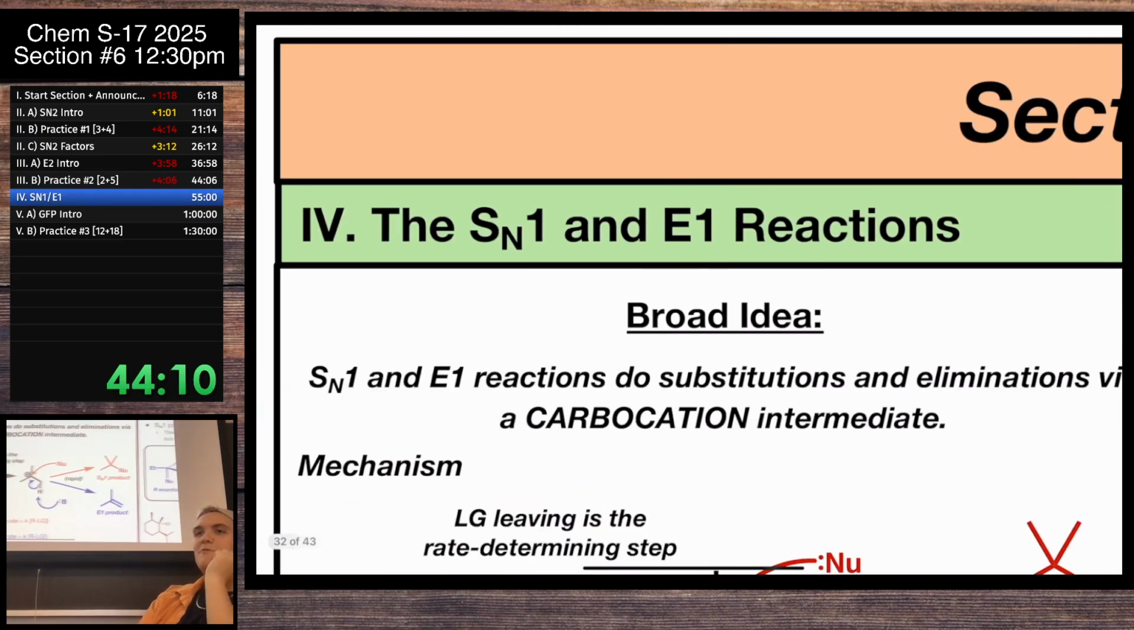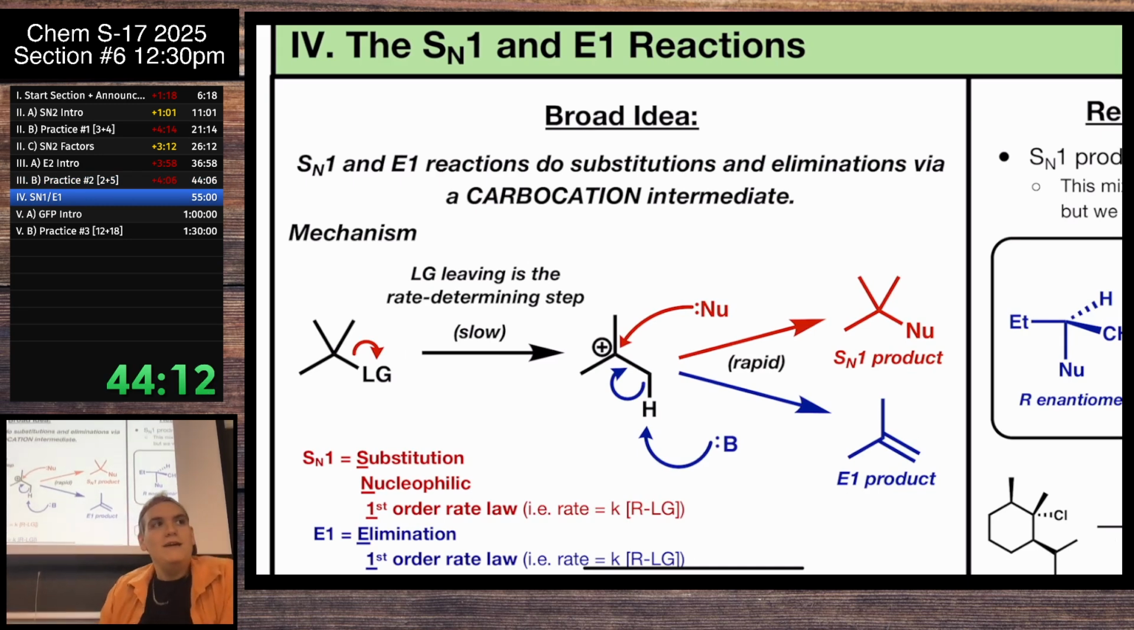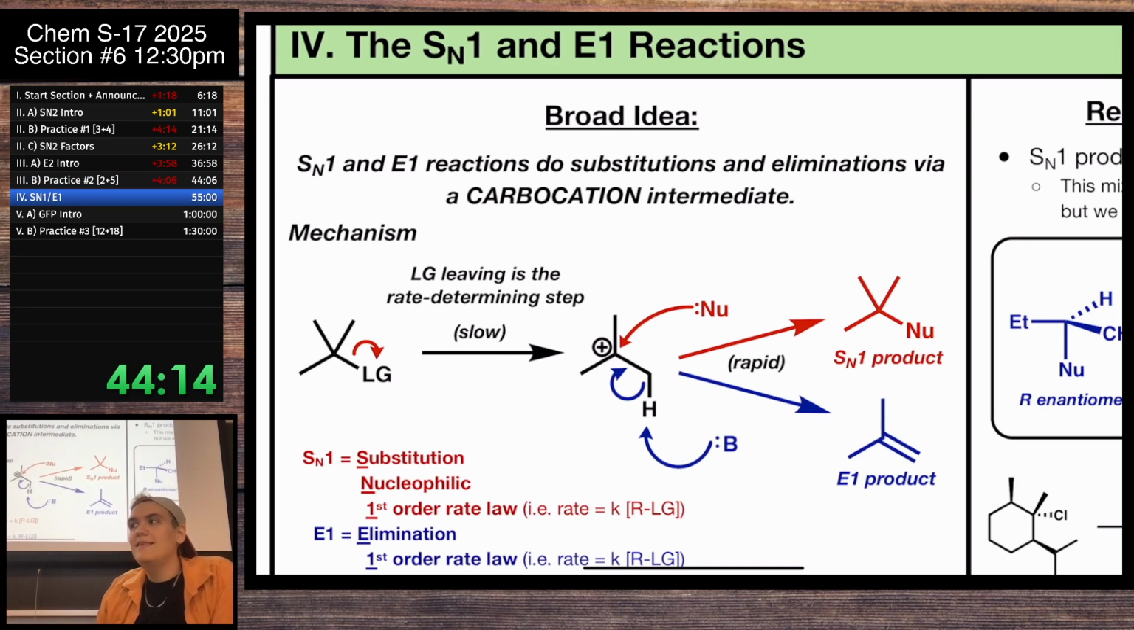So SN1 and E1. Now, we are doing substitution and elimination, but the thing that has changed is how we do it. Both of these reactions, SN1 and E1, proceed through a step that forms a carbocation intermediate. And that's the big thing that's different about them.